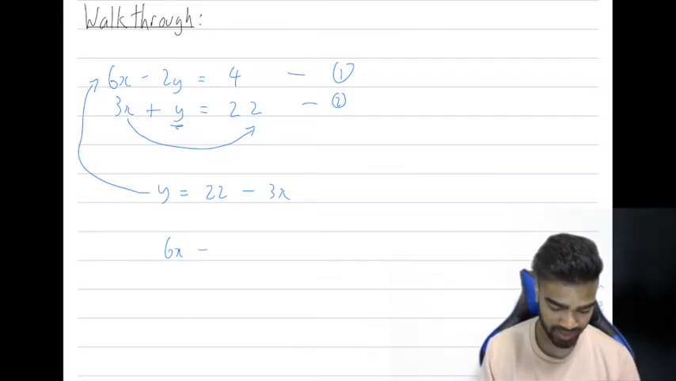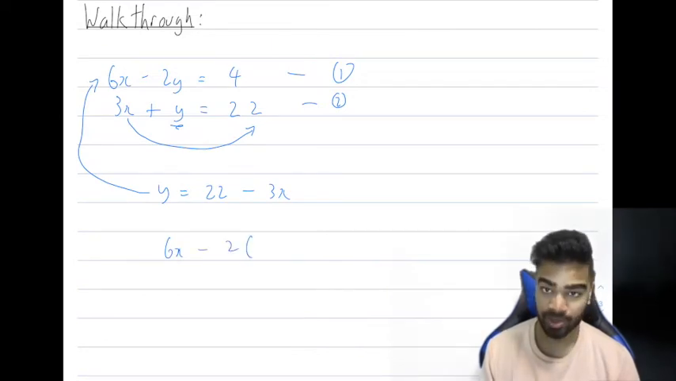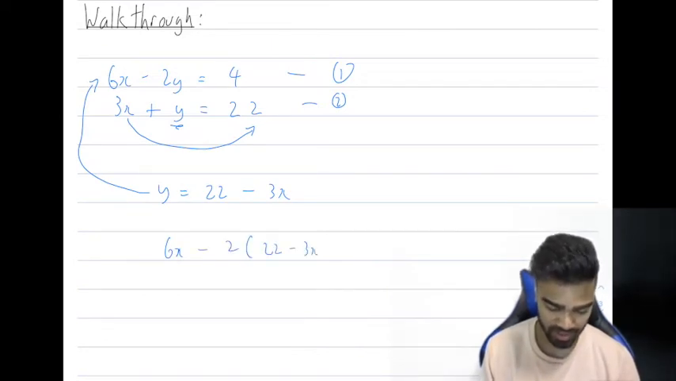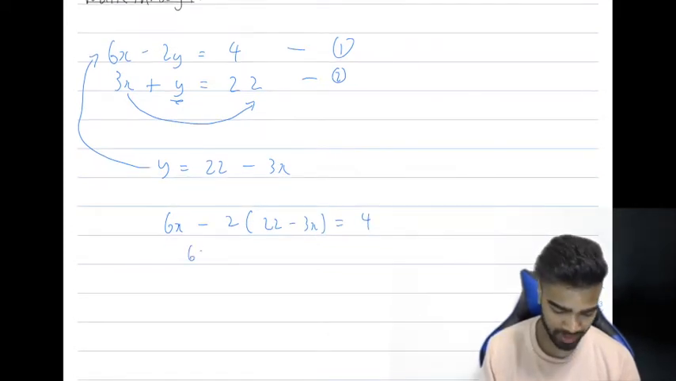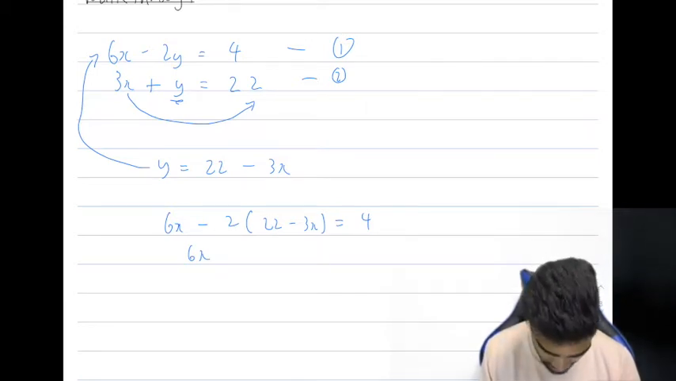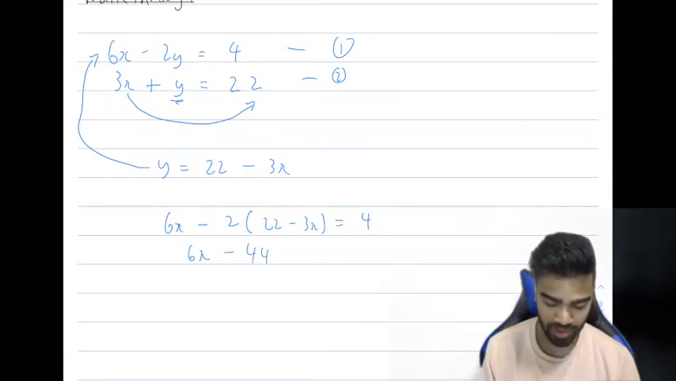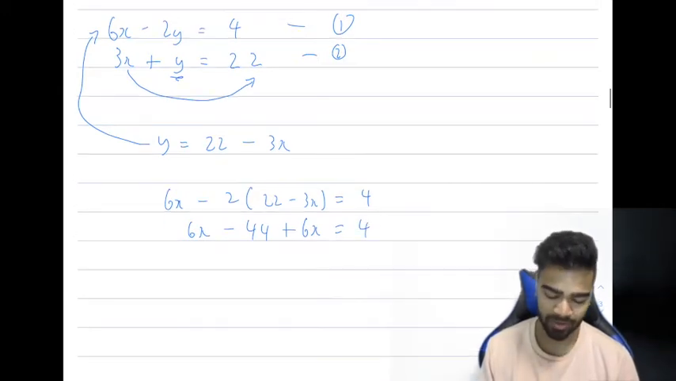So I have 6x minus 2 multiply, remember in brackets, 22 minus 3x is equal to 4. Okay, keep going. 6x, expand the brackets, remember it's a negative 2 we're expanding this time. So negative 2 times 22, sorry, is negative 44. And then negative 2 times negative 3x is positive 6x is equal to 4. Remember that's probably where you might have made a mistake if you didn't think about the negative.